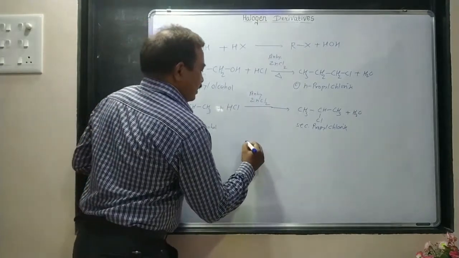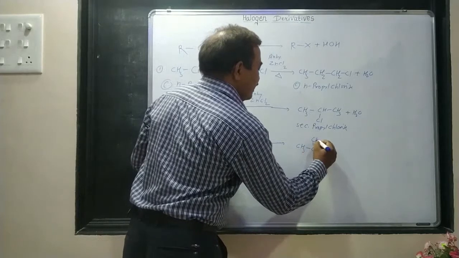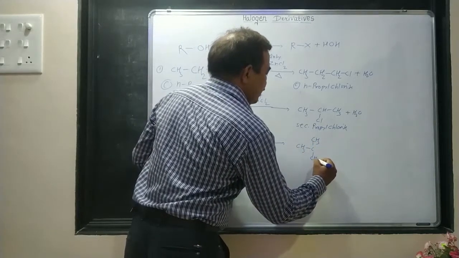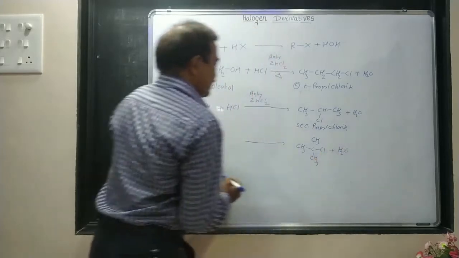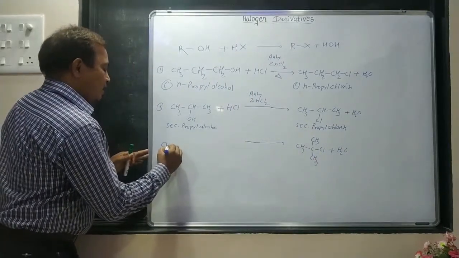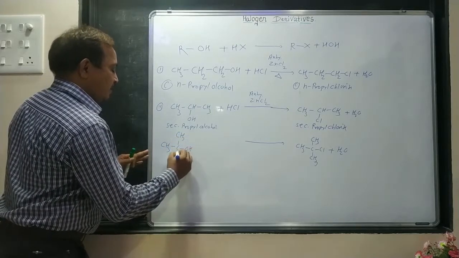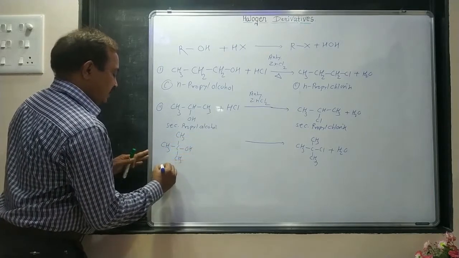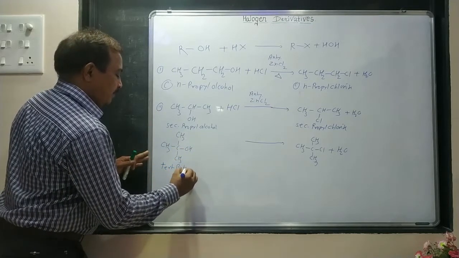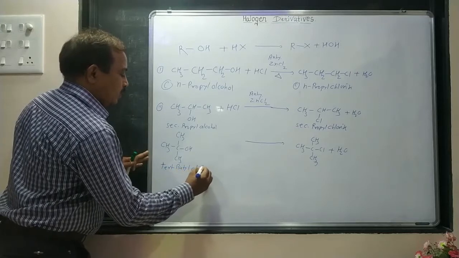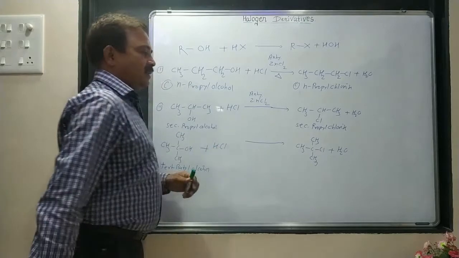Now I will prepare a tertiary butyl chloride. A tertiary butyl chloride can be prepared again by using the corresponding alcohol, and that is tertiary butyl alcohol. Here only HCl is taken.